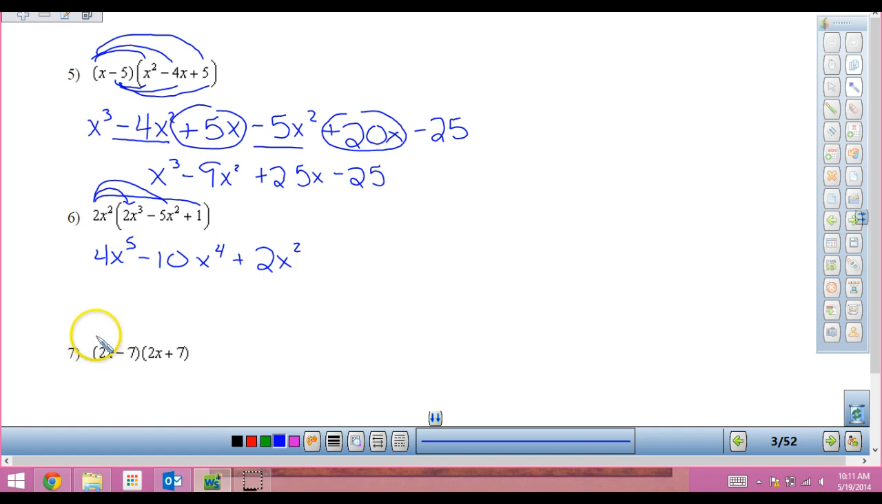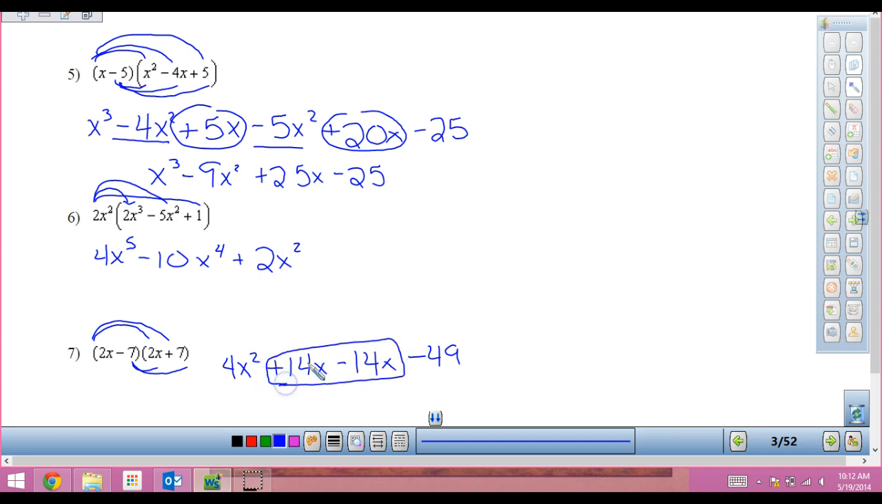When we get down here, this is where we're doing distributive property again. So 4x squared, multiply here, so plus 14x, and negative 7 times 2x, so minus 14x, and negative 7 times positive 7 is minus 49. If you notice in our middle, we combine those. They end up canceling out to get to 0, so we end up with 4x squared minus 49.